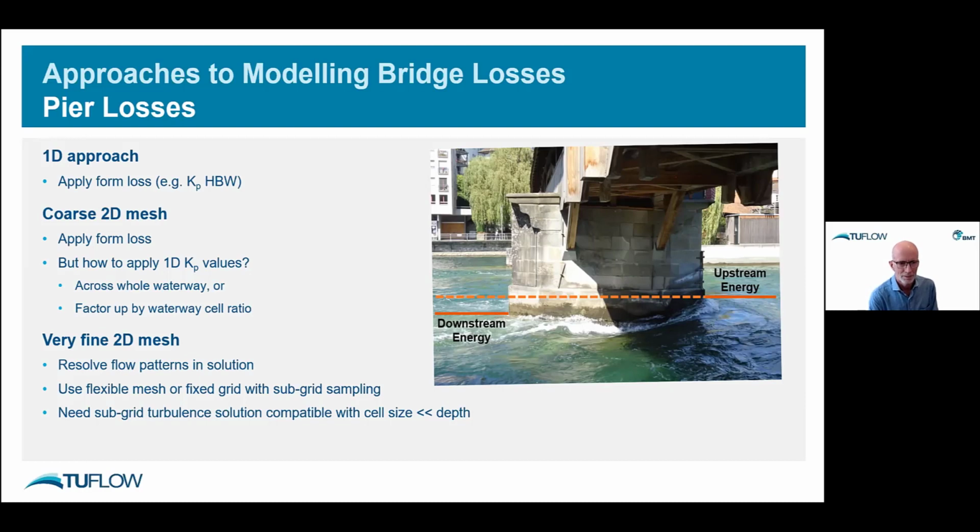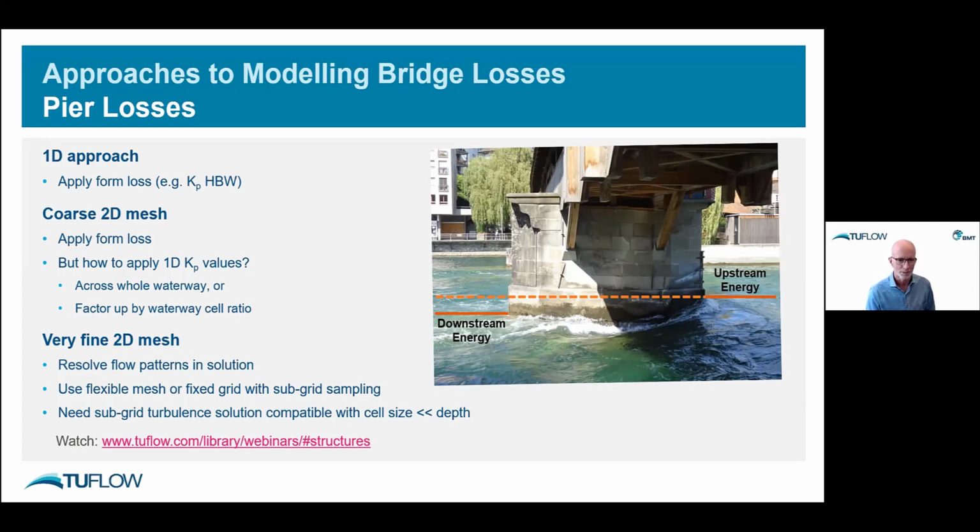But for very fine, another approach is just to make a very fine 2D mesh. Basically what you're trying to do is to resolve the flow patterns around, particularly downstream of, the pier. In the earlier webinar which I mentioned, flexible mesh at fine enough resolution and fixed grids that are using subgrid sampling, so you don't get that sort of distorted flow pattern around the pier, can both do a pretty nice job of reproducing the pier loss or the head drop.